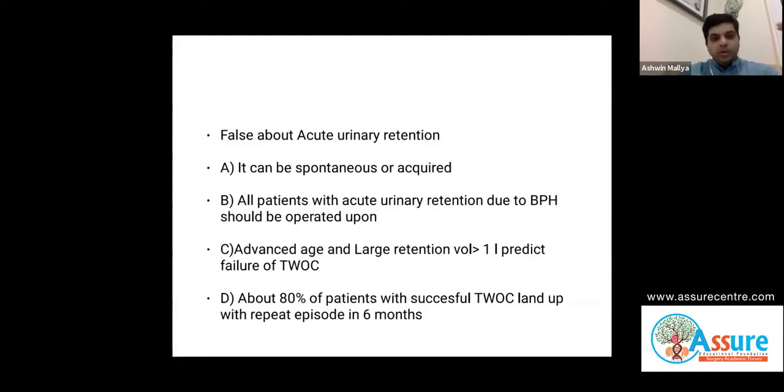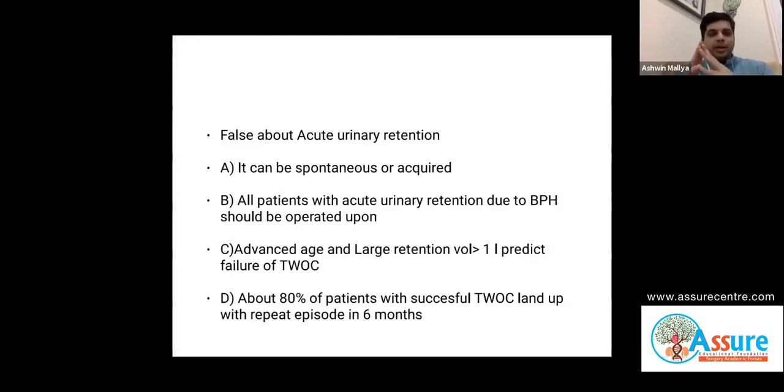Choice A, it can be spontaneous or acquired. Choice B, all patients with acute urinary retention due to BPH should be operated upon. Choice C, advanced age and large retention volume more than 1 liter predict failure of trial without catheter. Choice D, about 80% of patients with successful trial without catheter land up with a repeat episode in 6 months.